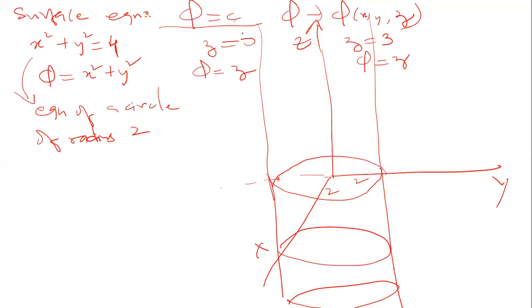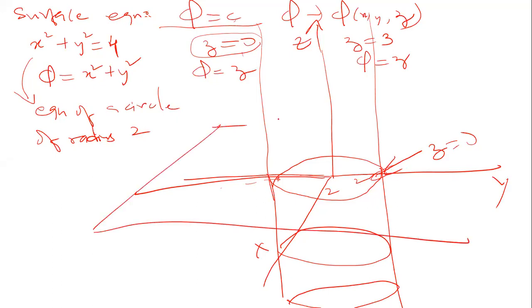Now, what is z equal to 0? Z equal to 0 is the surface on the xy plane. So this plane will be your z equal to 0 plane, because for every point on this plane, the z value is 0. The z value is 0 for every point on this plane, right?